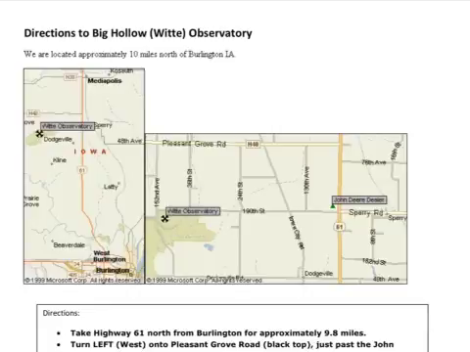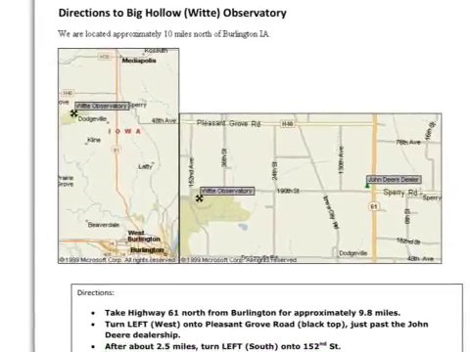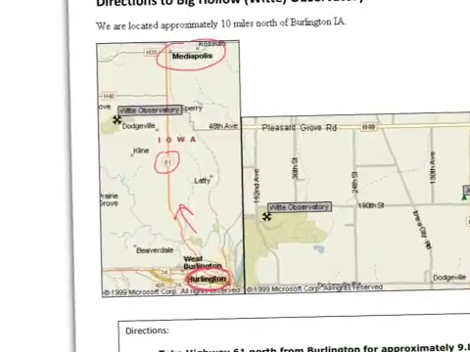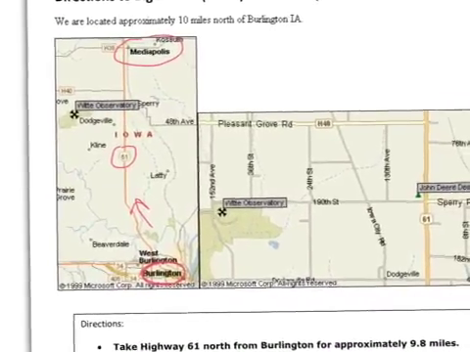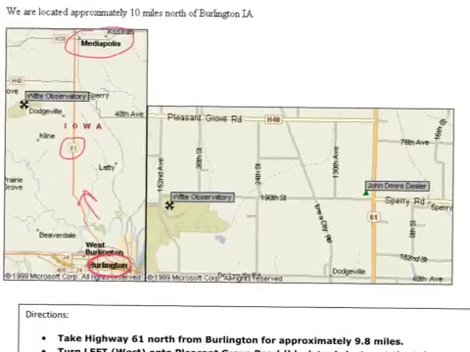Then this one is showing you Big Hollow Observatory. And basically what I tell students is that if you've never been there, the best way is to take Highway 61 up to Burlington, and then go north on Highway 61. If you've gone to Mediapolis, you've gone too far. I think it's a good thing to tell you to look for the John Deere dealer. And if you don't see the John Deere dealer, that's fine.